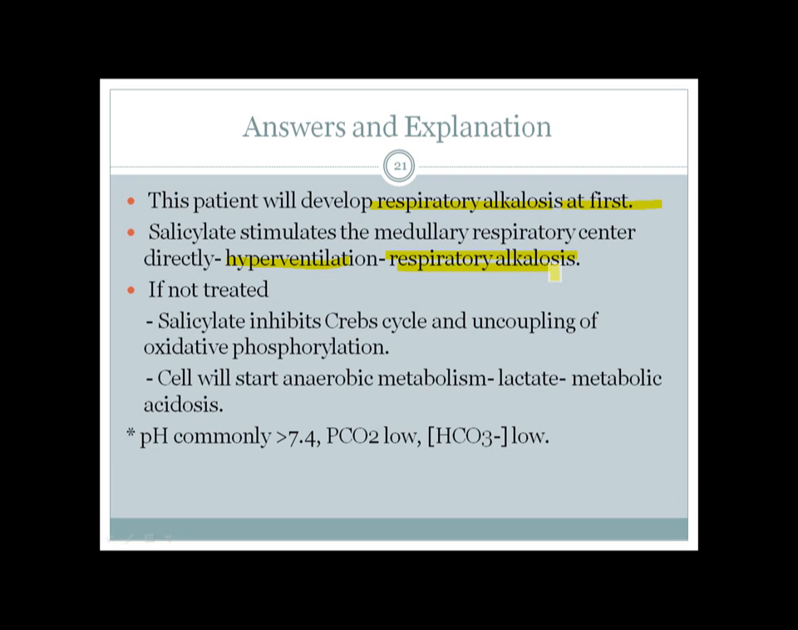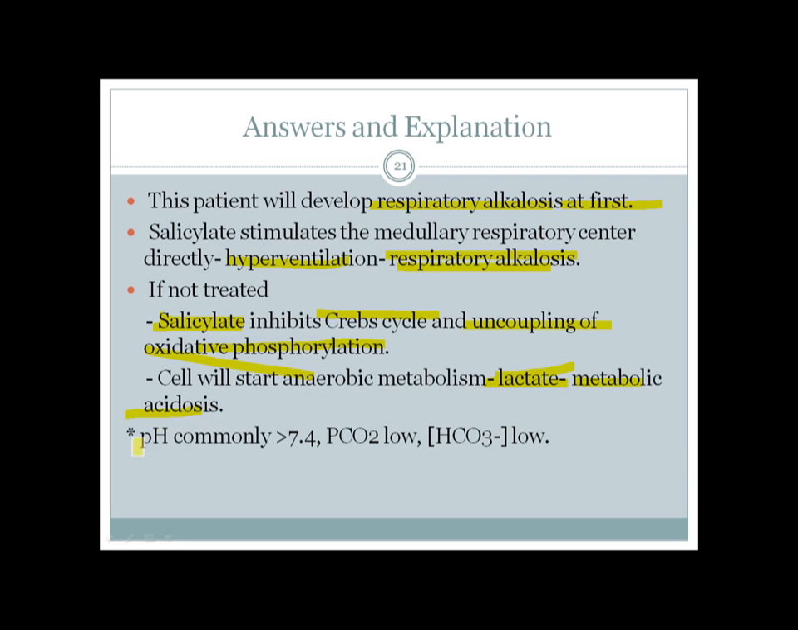But if you don't treat that patient promptly, this salicylate will ultimately accumulate in your body, and it will inhibit the Krebs cycle and cause a severe uncoupling of oxidative phosphorylation. Oxidative phosphorylation is aerobic metabolism. So if you can't metabolize your substrates through aerobic metabolism, you will go on to produce energy through anaerobic mechanisms. The most common product of anaerobic metabolism is lactate. So you will have a buildup of lactate in your cells, which will ultimately come to the blood and cause a metabolic acidosis.